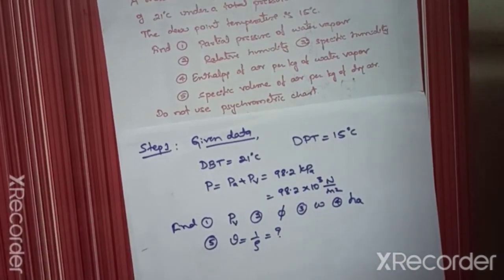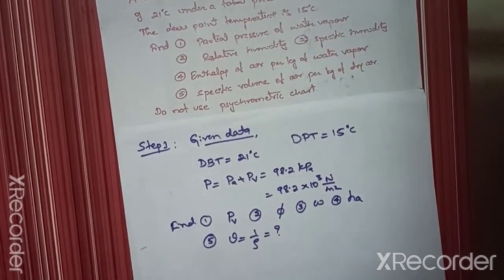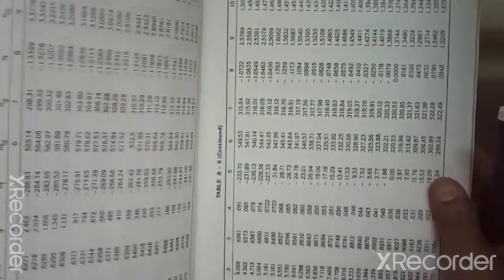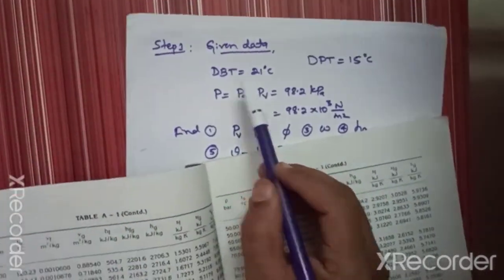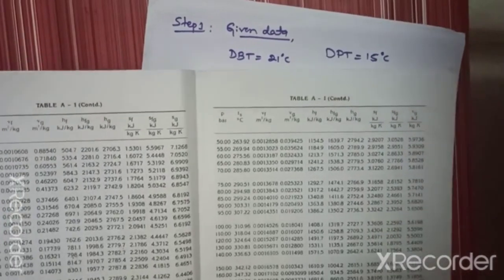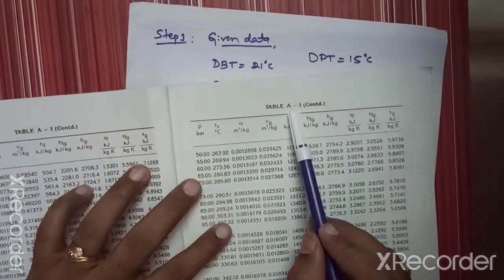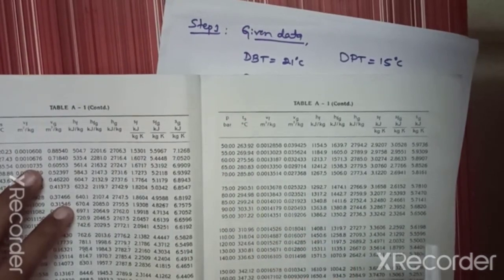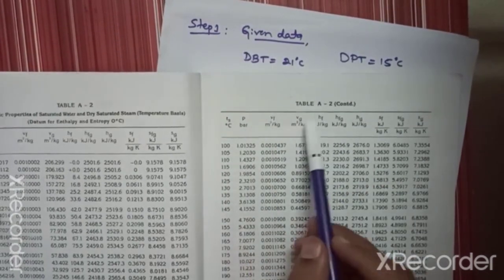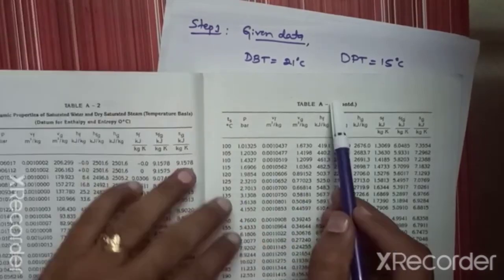Now first we will go to 21 degrees Celsius steam table. We will take one steam table here. So temperature is given, you have to go for temperature basis table. So temperature basis table, that is table A2. So here it is pressure basis table. In the first column pressure values are there, so it is called pressure basis. So I will go to table number A2, that is temperature basis.